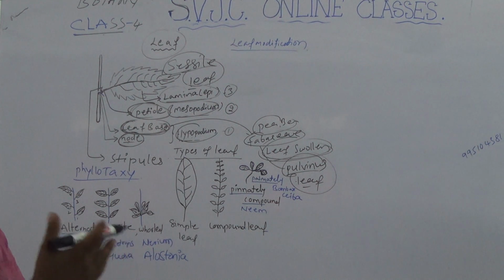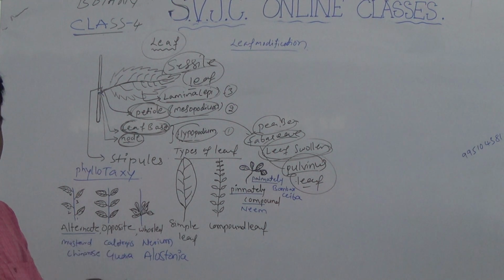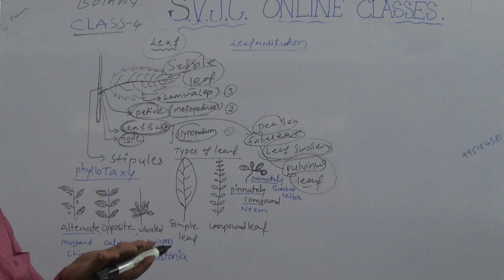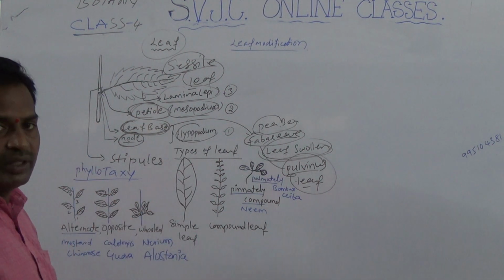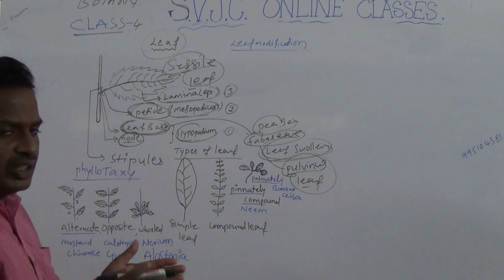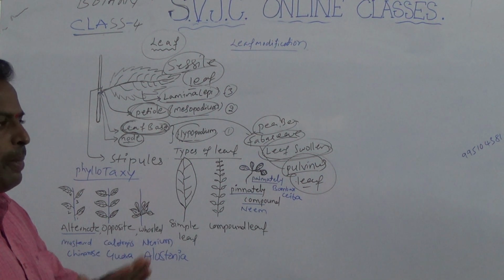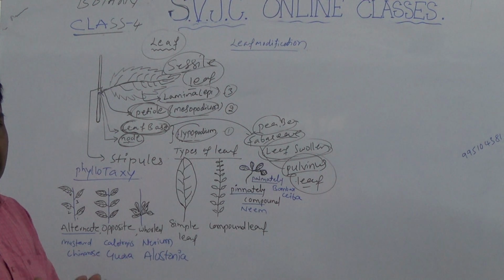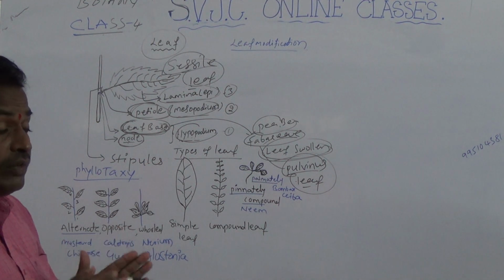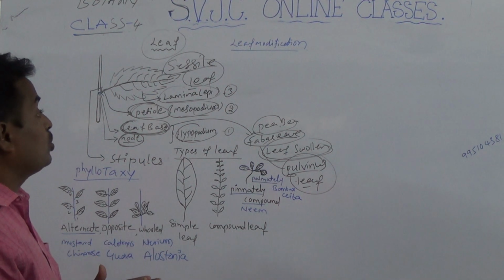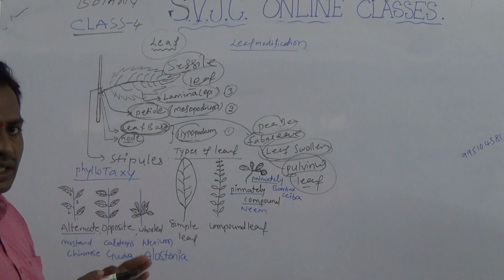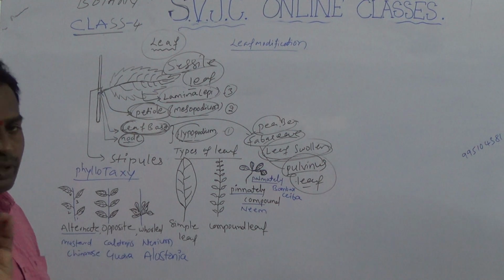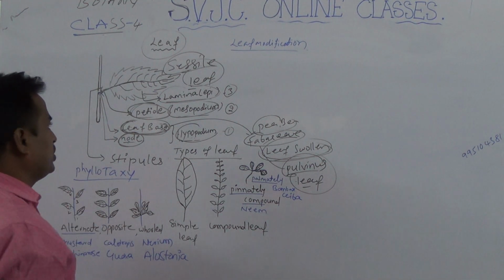Dorsal is nothing but adaxial, upper, and abaxial, lower. But in monocot leaves, isobilateral leaves are present. Isobilateral means we can't differentiate the upper and lower side. Such types of leaves are called isobilateral. Isobilateral leaves are reported in monocots. Dorsiventral leaves are reported in dicot plants, students.